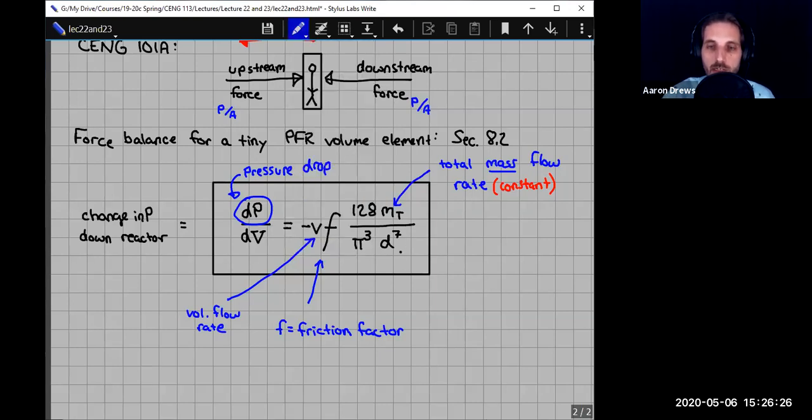Pi is pi. Pi is the ratio of the circumference to the diameter. It's 3.14. D is the diameter of the tube.